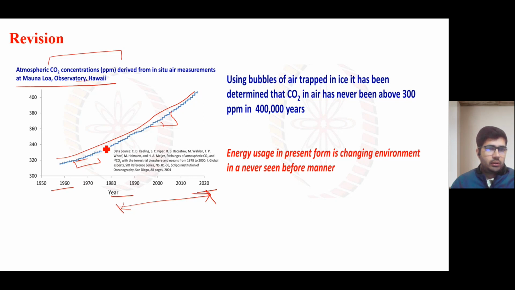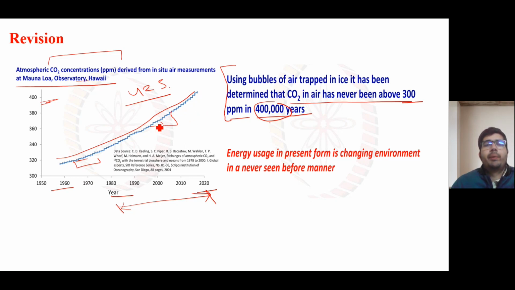You can see it's more than 400. It's around 425, as I remember. The current CO2 concentration is 425, which is very high. We also have some previous data: using bubbles of air trapped in ice, it has been determined that CO2 in air has never been above 300 ppm in the last 4 lakh years. So for the last 4 lakh years, the CO2 concentration has never been above 300 ppm.